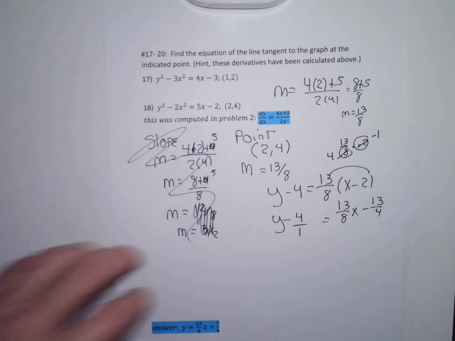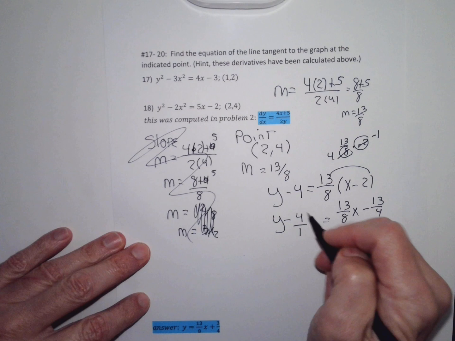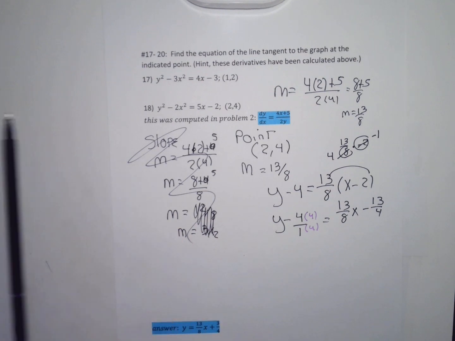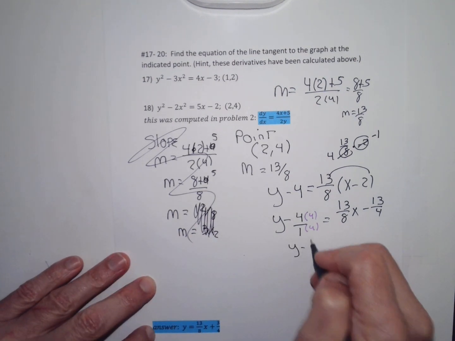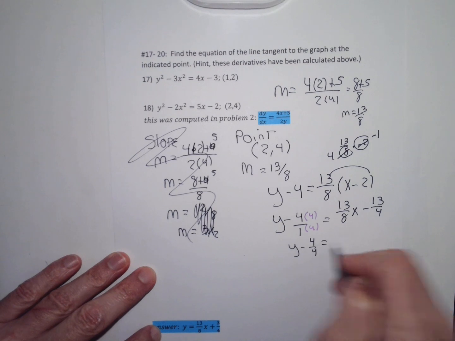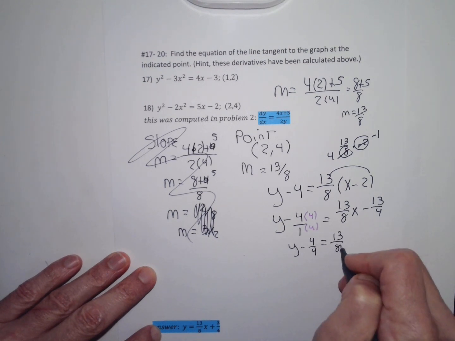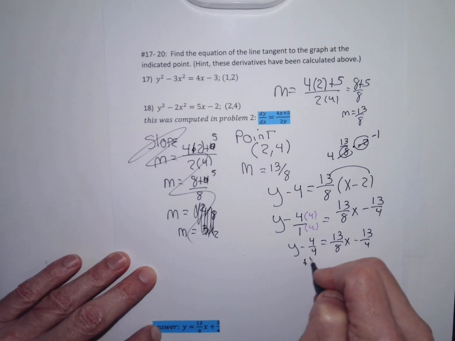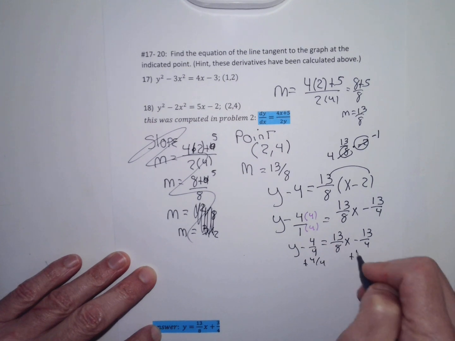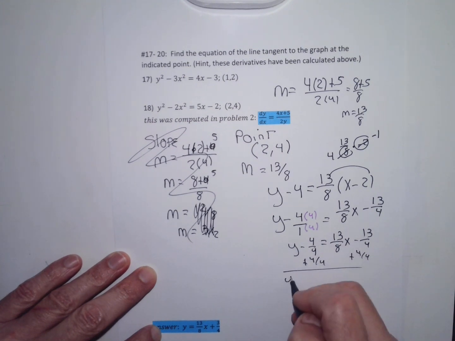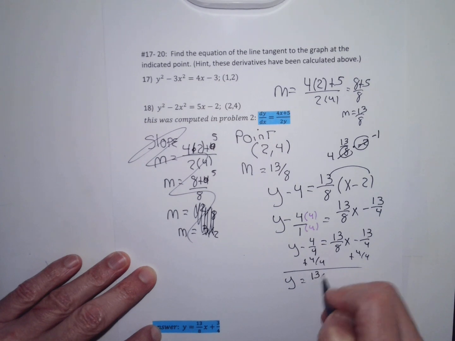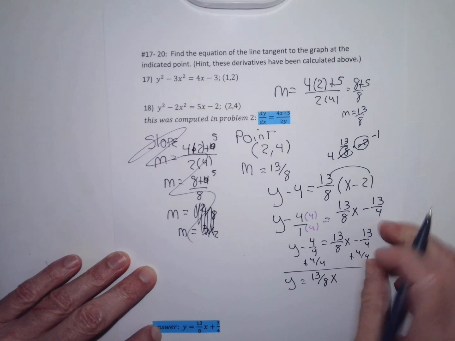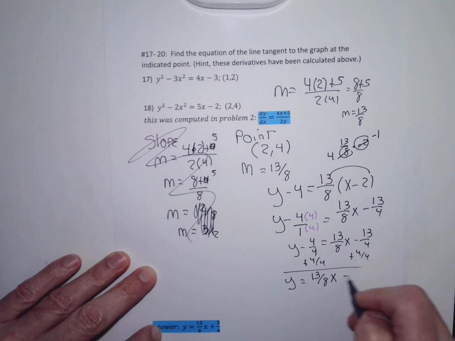So I need to solve for y. I'm going to rewrite this 4 as 4 over 4 to get it to have a decent denominator. So I'm going to rewrite this as y minus 4 over 4 equals 13 over 8 x minus 13 over 4. And now I'm going to add 4 over 4 to both sides and get y equals 13 over 8 x. And these have opposite signs. I still think I've got an error that you can't see off screen. I get negative 9/4 here.